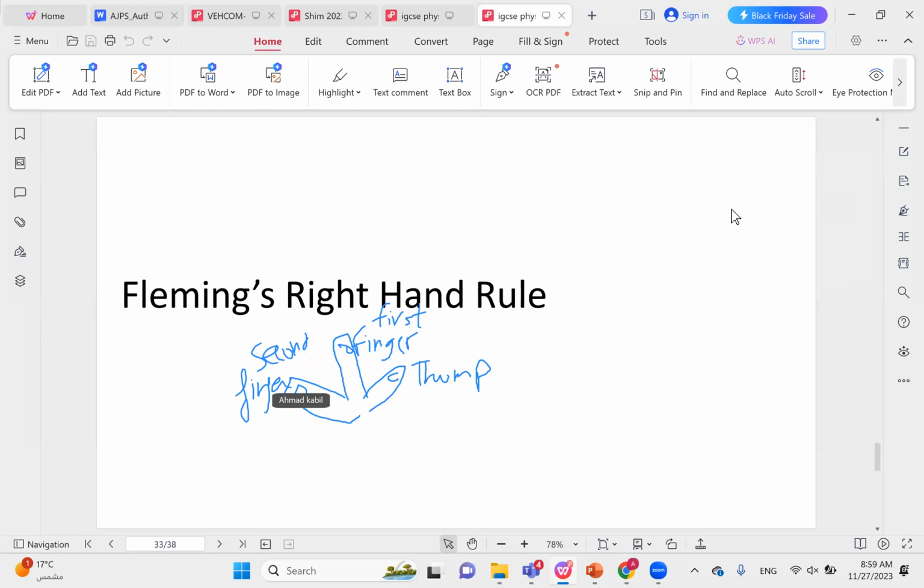You need to know that the second finger, due to the C here, remember it with this letter C, represents the current. And the first finger, FF, represents the field. And the thumb, this is the thumb, the B. Thumb represents the thrust or the force, basically, the direction of motion, the motion of the wire in a sense, right?